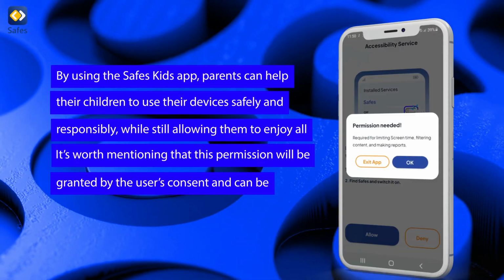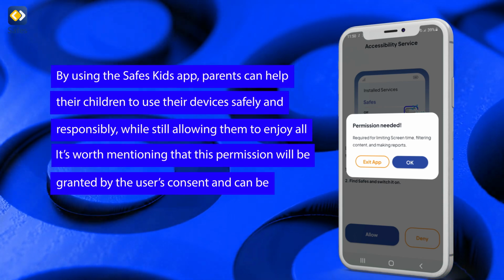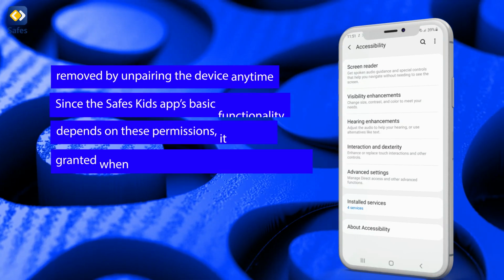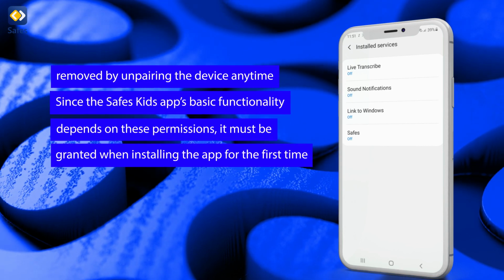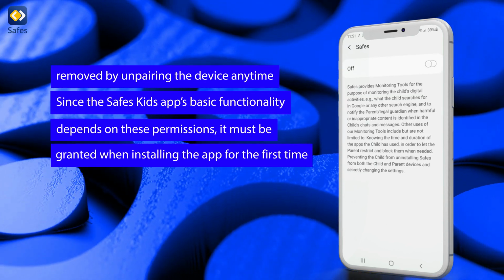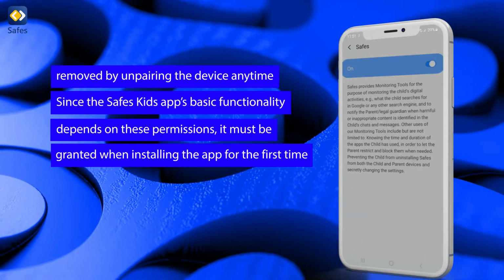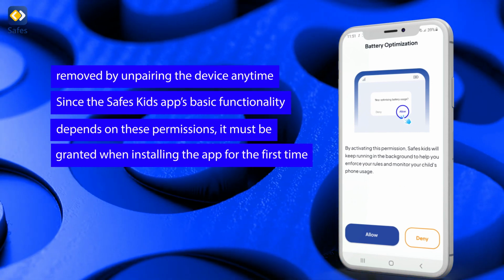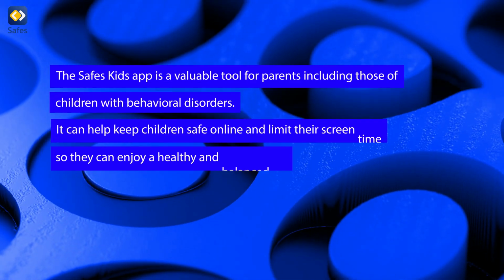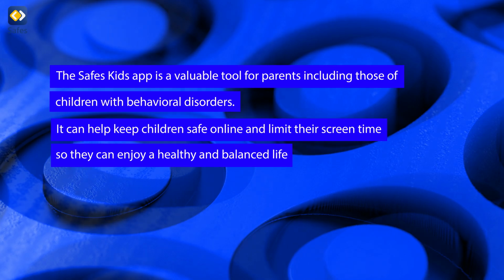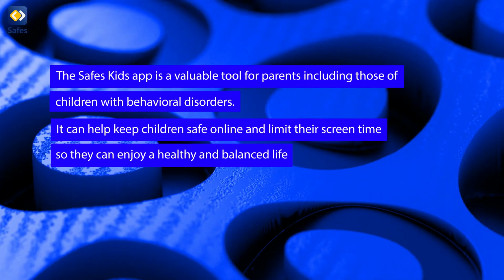It's worth mentioning that this permission will be granted by the user's consent and can be removed by unpairing the device anytime. Since the SafeKids app's basic functionality depends on these permissions, it must be granted when installing the app for the first time. The SafeKids app is a valuable tool for parents, including those of children with behavioral disorders.